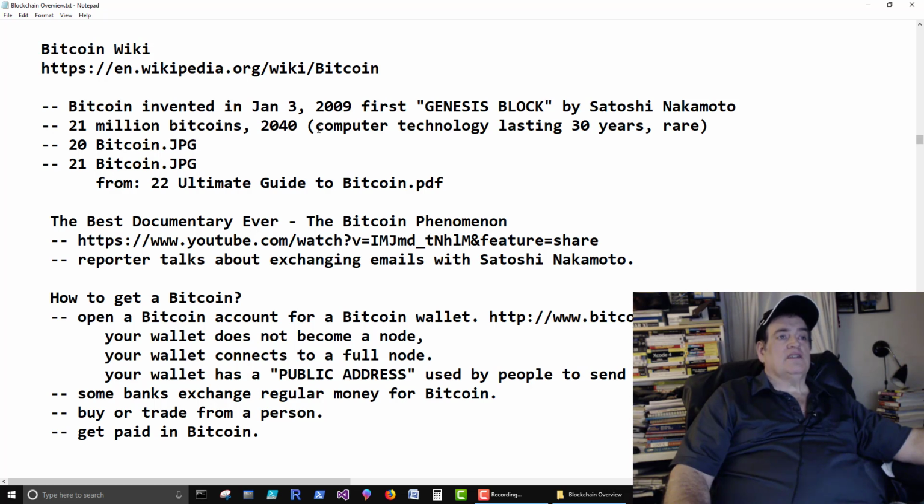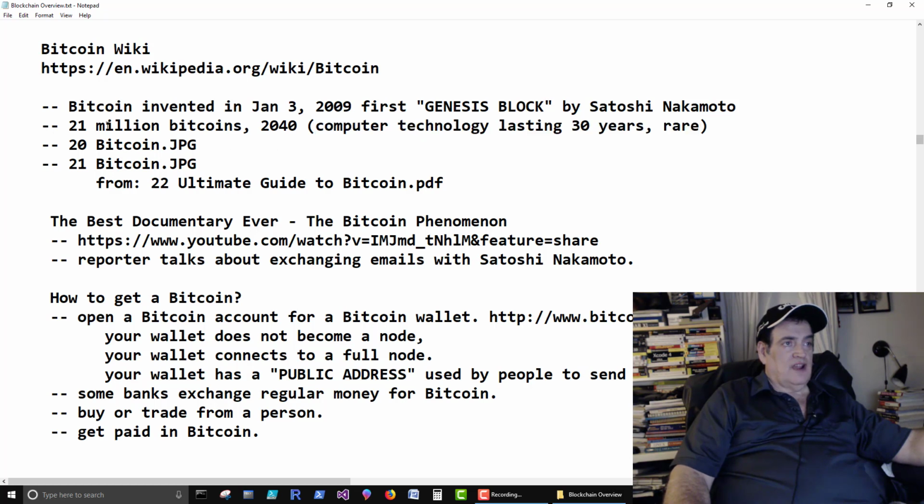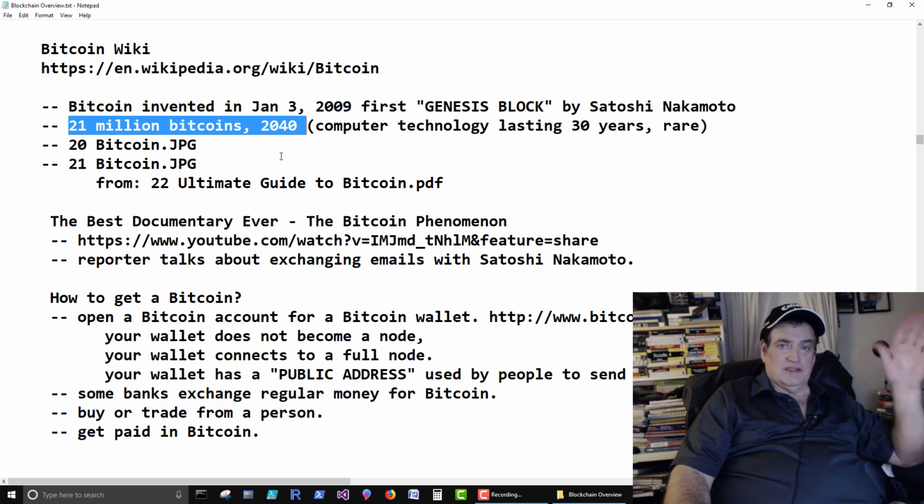For a computer technology to last 30 years, that's pretty good. That would be somewhat rare. And I think I saw a video or read something just a few days ago that said they're already trying to figure out a way to extend this. I guess it would just be in the code, just change the code. But I'm new at this, so take that with a grain of salt.